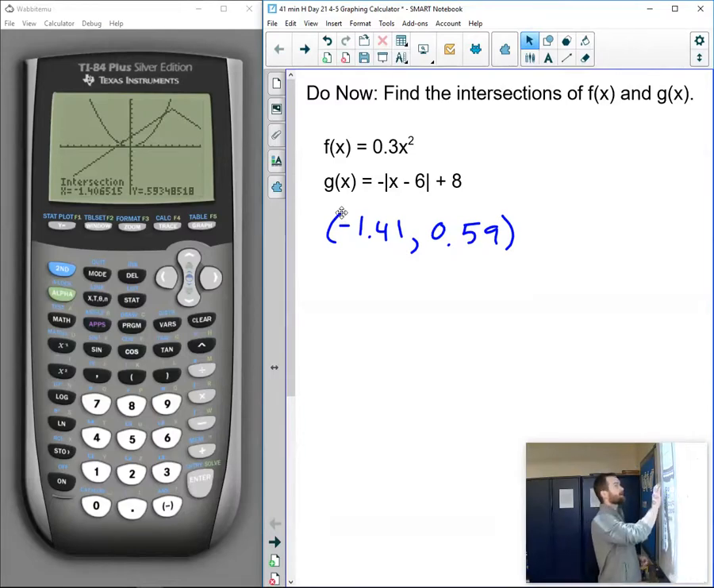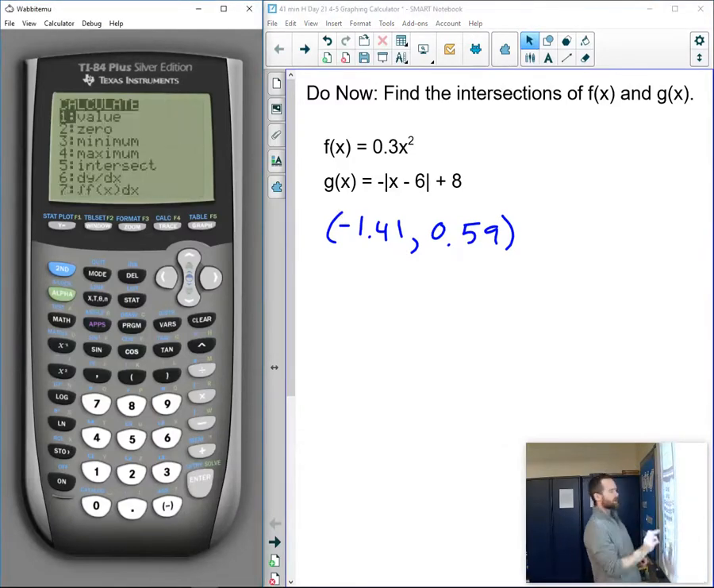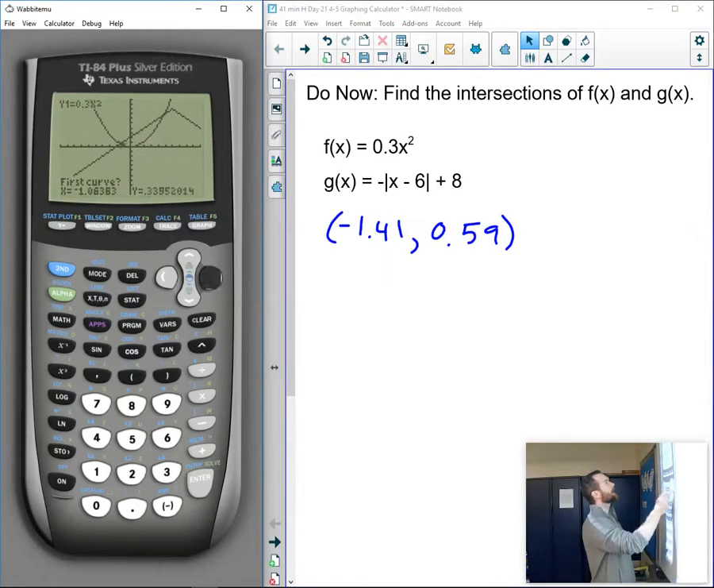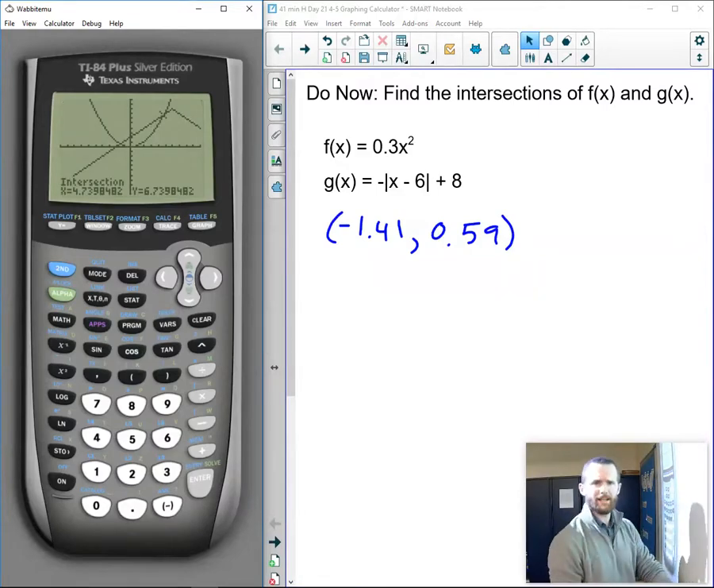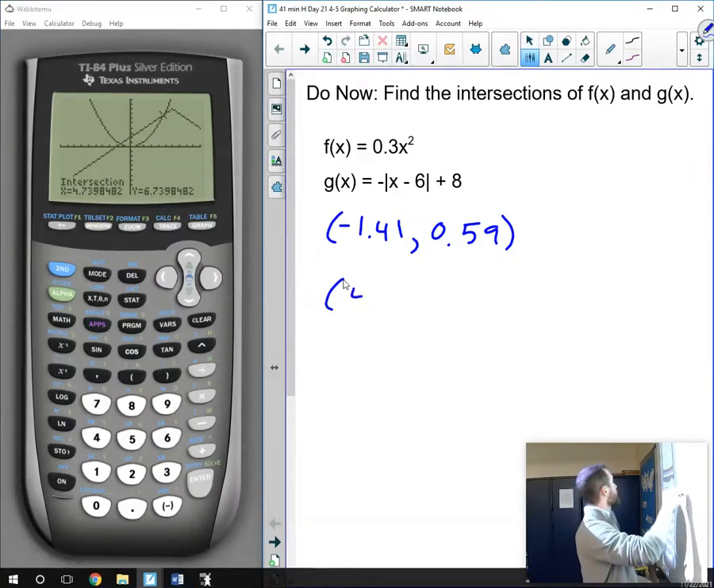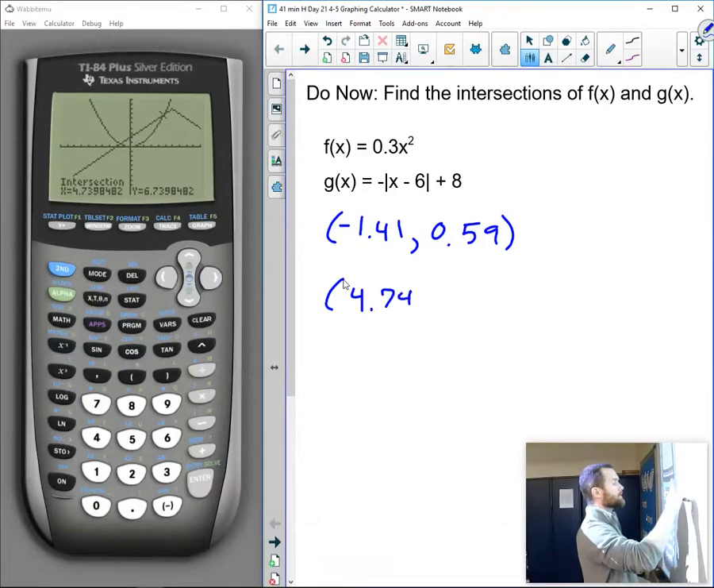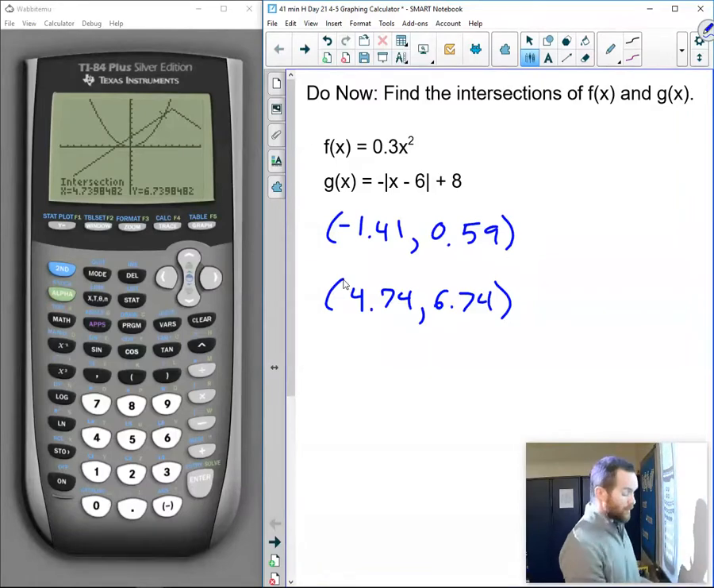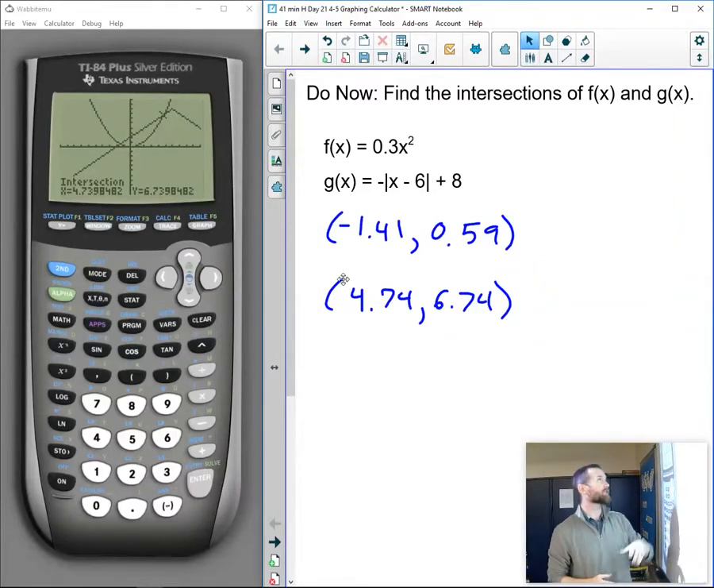Now let's do the same thing to find the second intersection. Second calc, 5 for intersect. Now I'm going to hit right till I get close. Moving very slowly, but we're getting there. That's probably close enough. Enter, enter, enter. And the next intersection we got was 4.74 and 6.74. So those are the two intersections of these two functions, f of x and g of x.